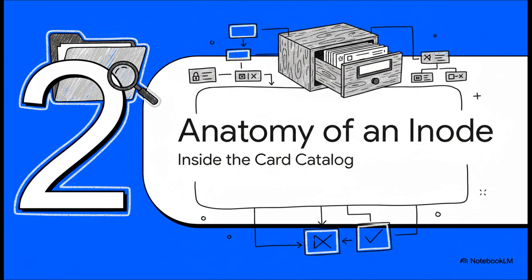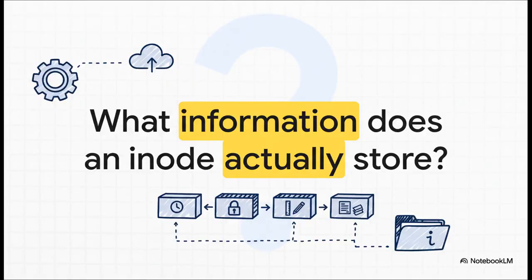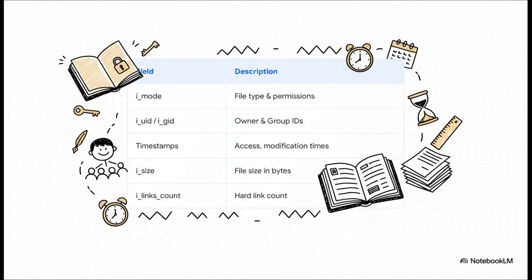All right, so if we're sticking with this library idea and the inode is the card catalog entry, what's actually written on that card? Let's take a look inside and see what makes up the anatomy of an inode. What kind of metadata are we actually talking about here? Well, it's all the crucial nitty-gritty details that your operating system absolutely needs to manage the file correctly. And this table here, it lines up perfectly with our library card idea.